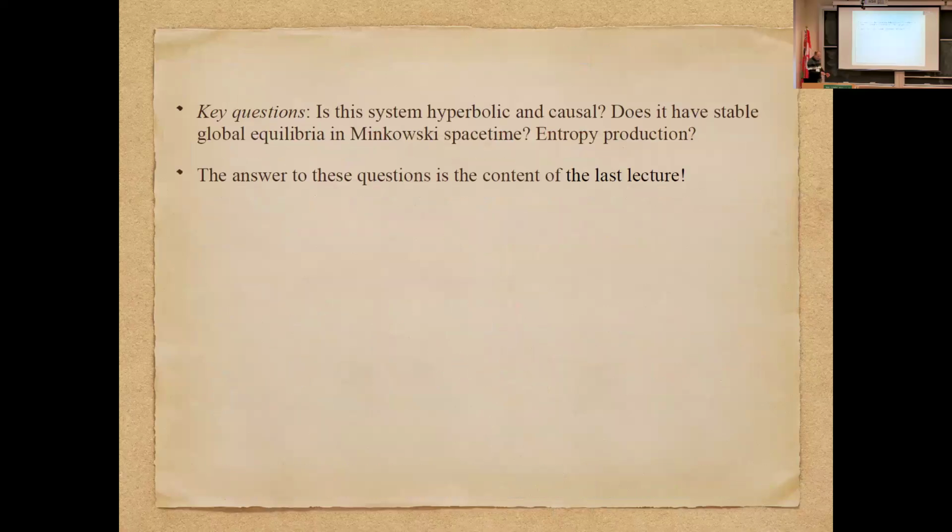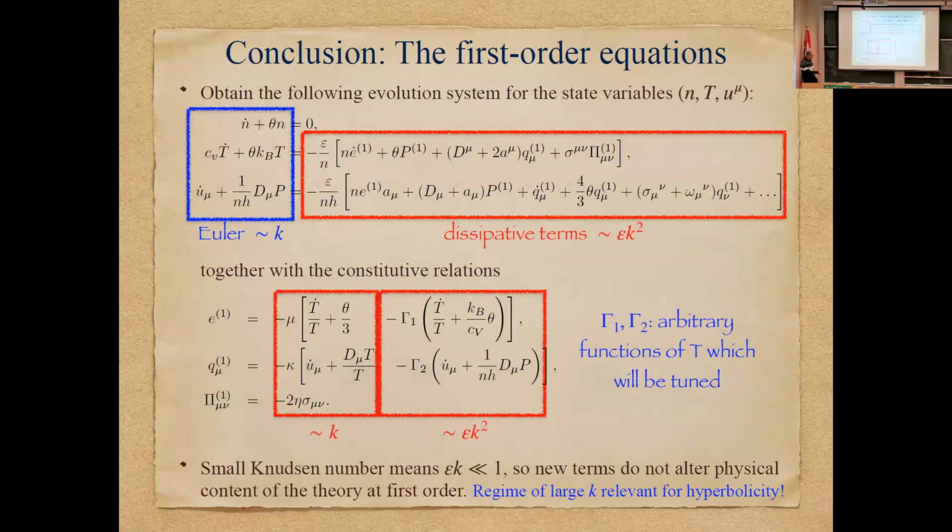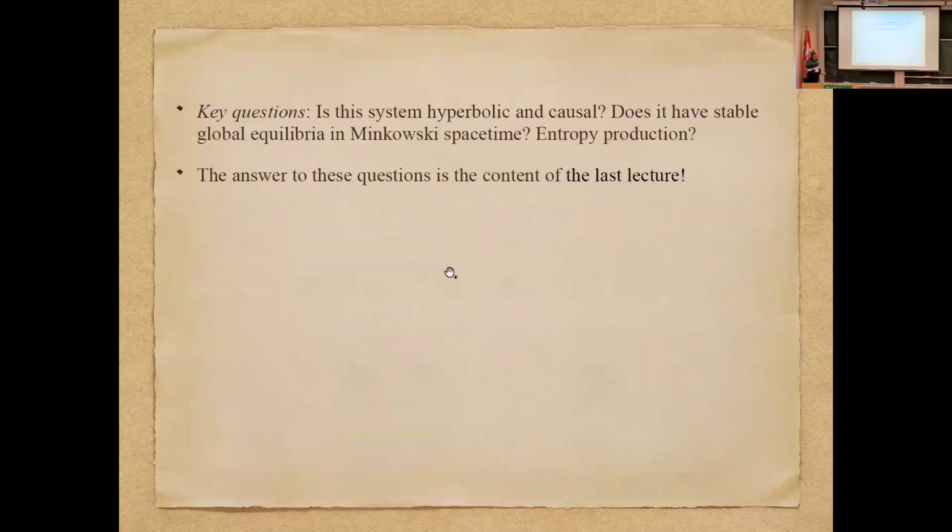So the key question now, and this is going to be addressed in the next lecture, is whether this evolution system has a well-posed Cauchy formulation, with causal propagation, and whether global equilibrium states in Minkowski spacetime are at least linearly stable. I'm going to address this in the last lecture.